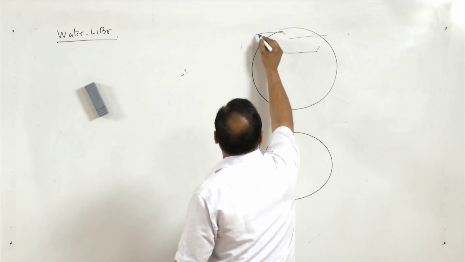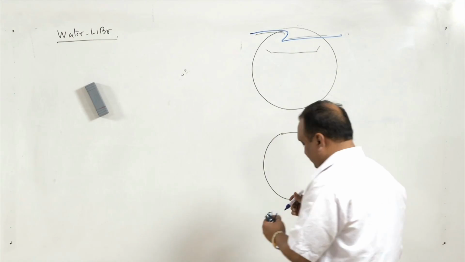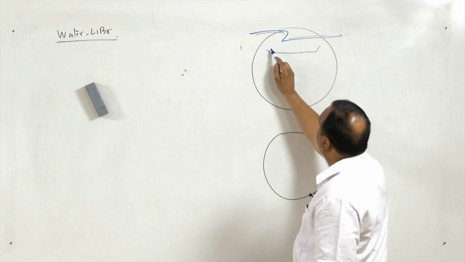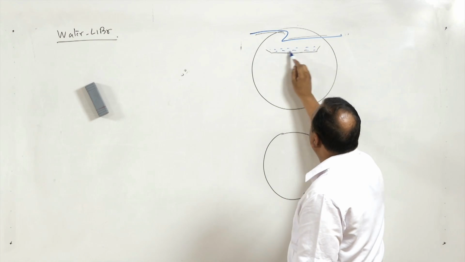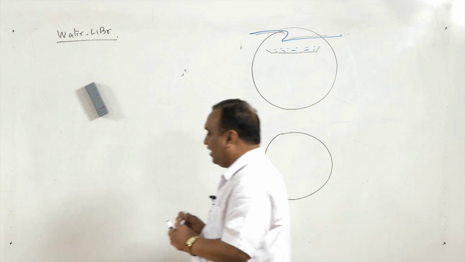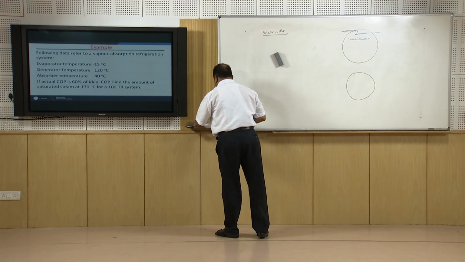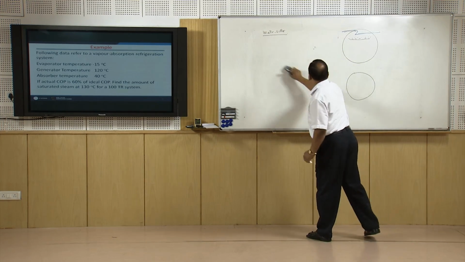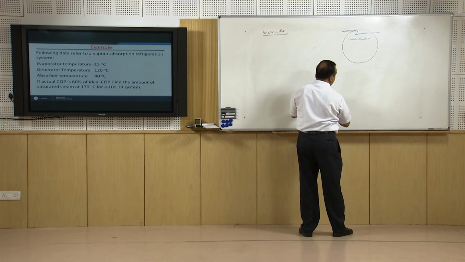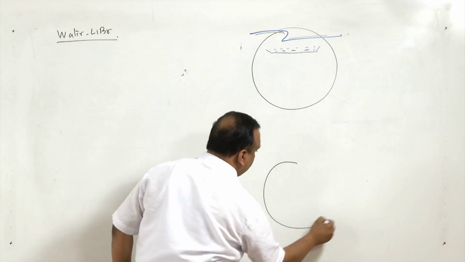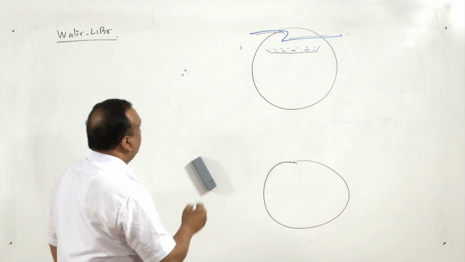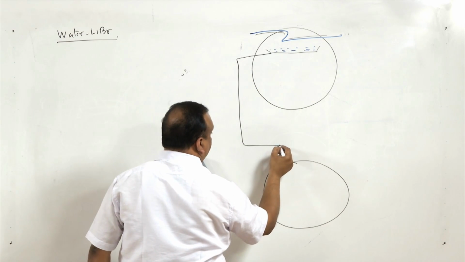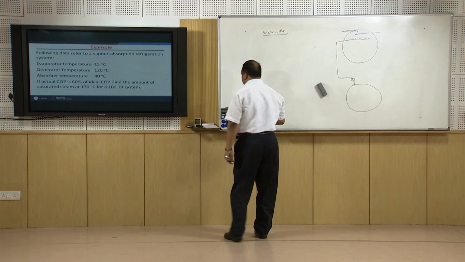So this is water, chilled water which flows here, and water vapor is condensed and collected in this tray. After collection in the tray, the water goes to the evaporator through expansion valve.